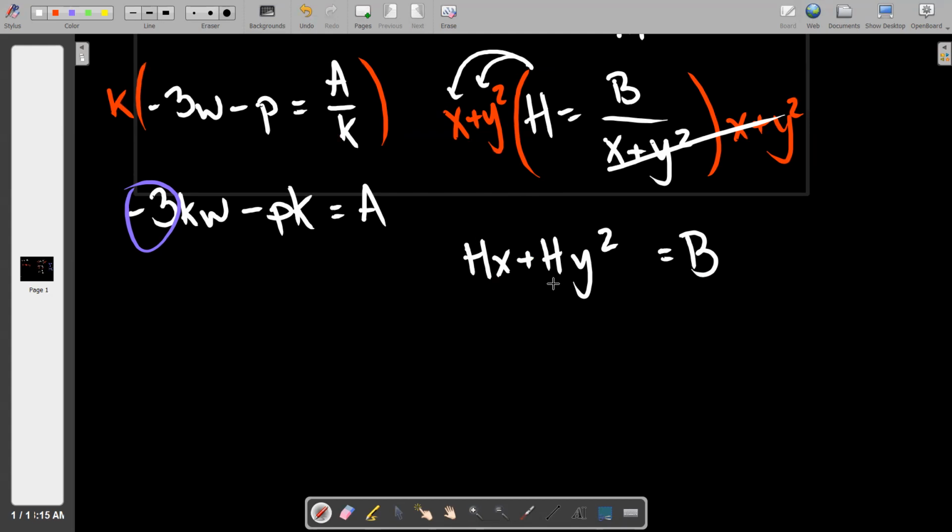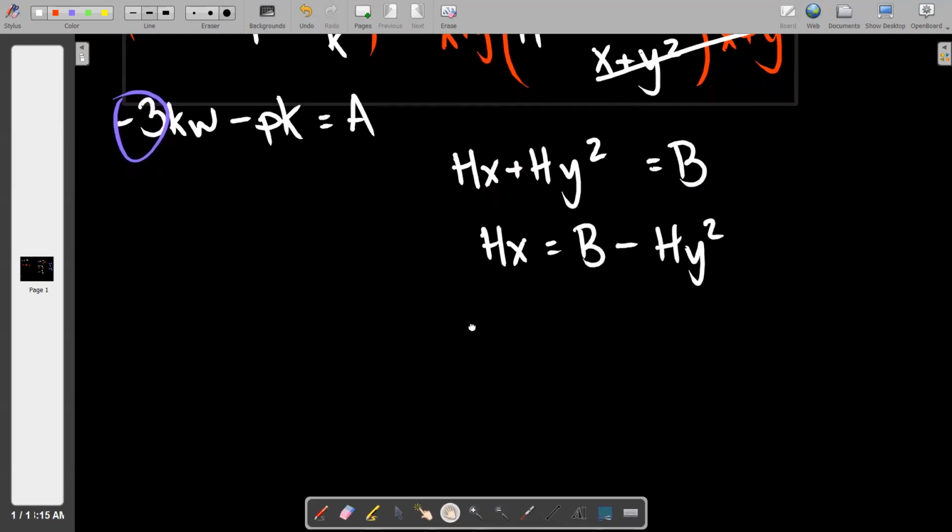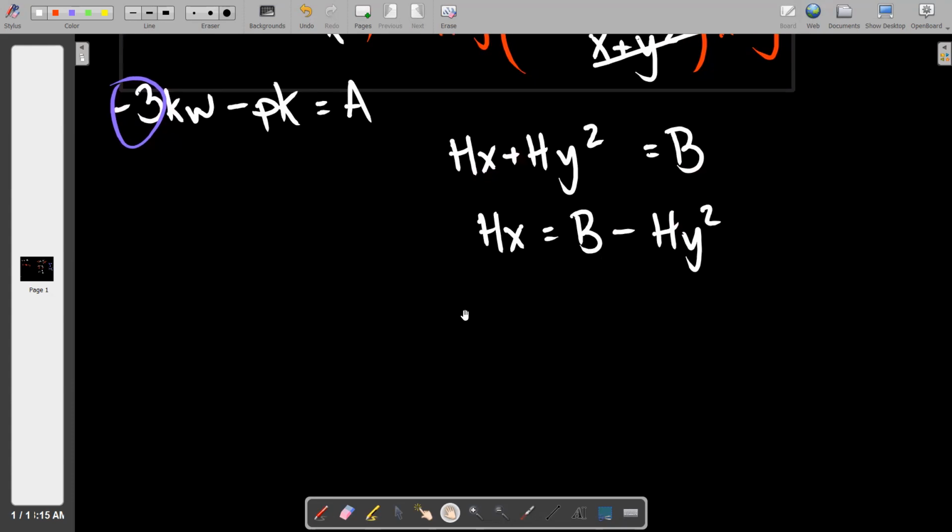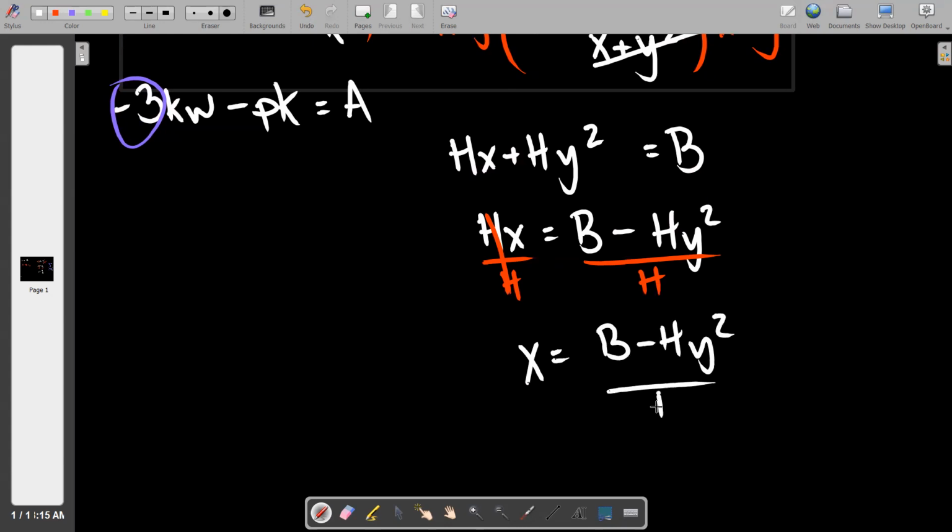All right, and the good news is that we're solving for x, and there's only one copy of x. And so now I'm going to turn around and move this hy squared back to the other side. So I'm going to leave the hx over here, and then I'm going to subtract the hy squared to the other side. And then the final step is, of course, to divide by h, right? Very good. So if we divide everything like this by h and divide this by h, then we're going to be left with x equals b minus hy squared over h.